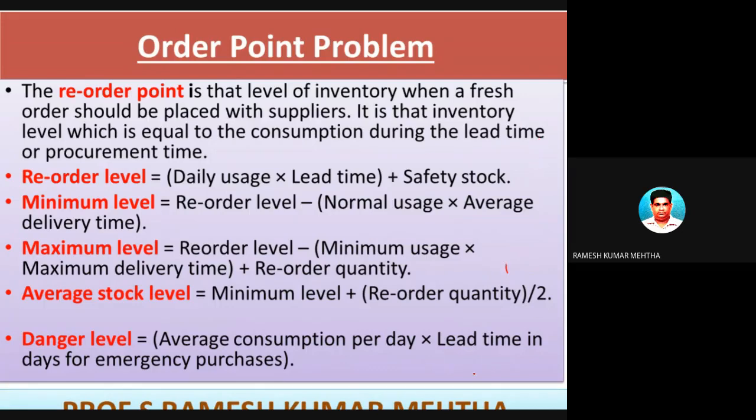So the first formula is danger level. That is, our raw material in the storeroom should not come below this level. If it comes below this level, then you are in a very deadly situation. It's a very precarious situation, and you are going to run short of raw material. If there is no raw material, then production will be hampered. There will be interruption in the production of the finished goods.